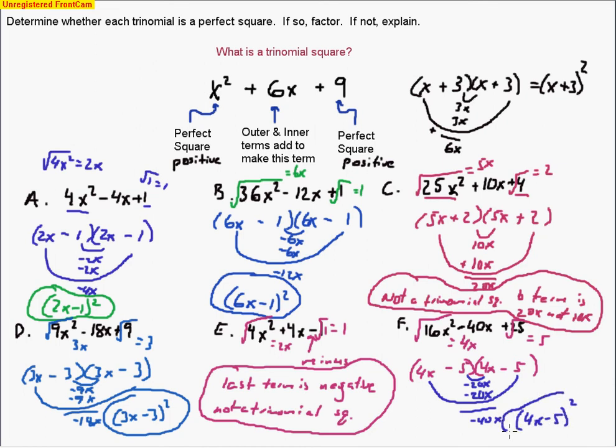So the reason why we take a look at trinomial squares specifically is because it's just another factoring strategy. If we see a trinomial and we see the first term and last term are both perfect squares, we try it as a trinomial square. If they're not, then we'd factor another way.